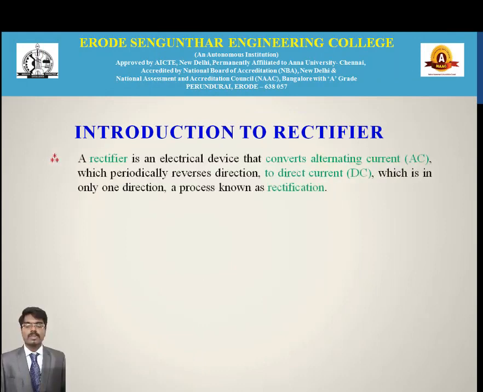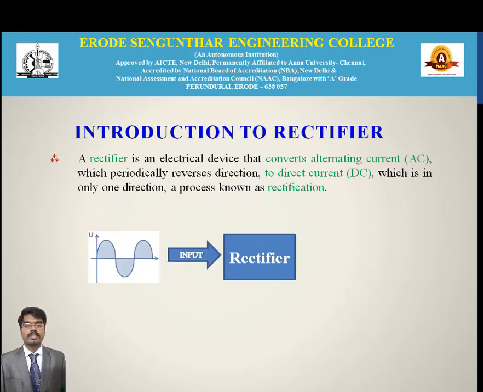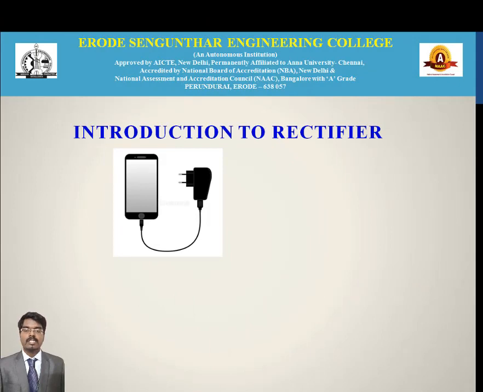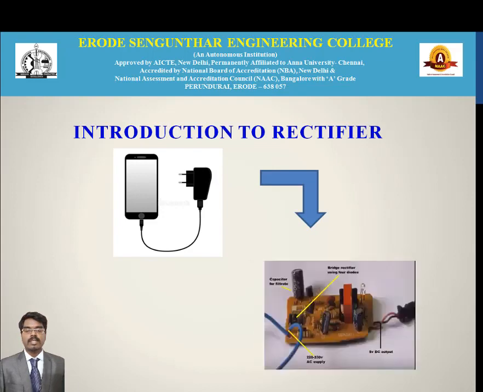Now on getting into the topic, we have to know what a rectifier is. A rectifier is an electrical device that converts alternating current to direct current. This process is called rectification. The rectifier will be supplied with alternating current, and at the output you will be getting a pulsating DC. For example, if you consider a mobile charger, the alternating current is converted to direct current and it is supplied to the mobile for charging.